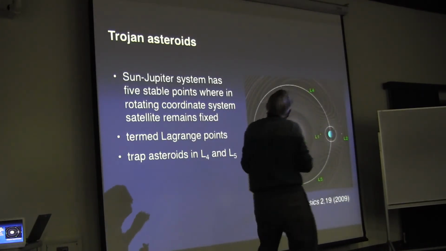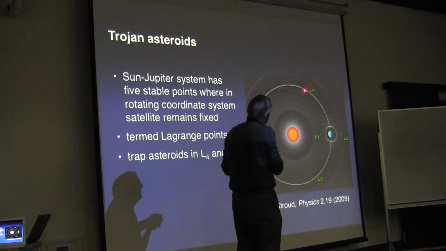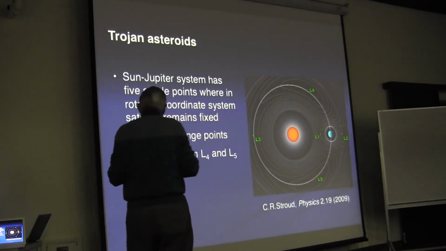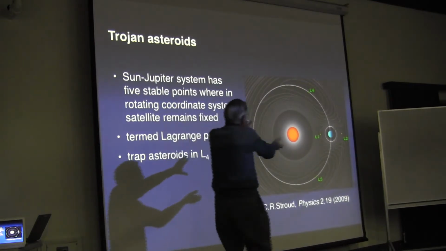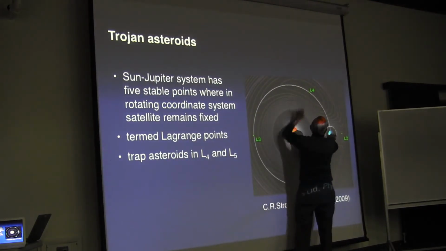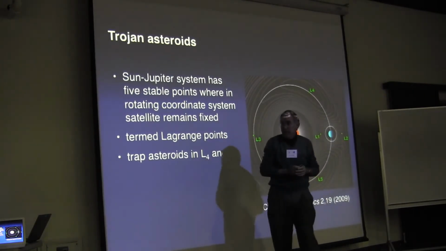Now, the Trojan asteroids of Jupiter are actually located at the L4 and L5 Lagrange points. You can trap asteroids in these points. Now, this is a rotating coordinate system, so as time goes by, these Trojan asteroids will go around with Jupiter, about 60 degrees ahead and about 60 degrees behind.